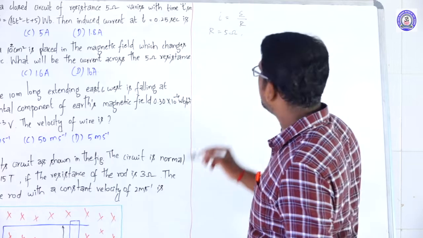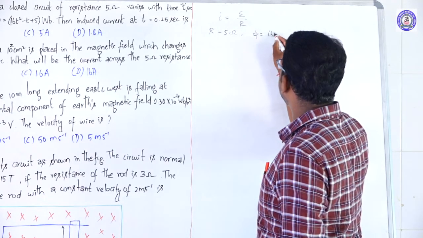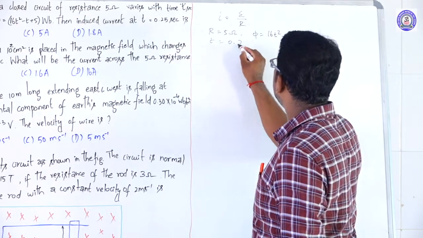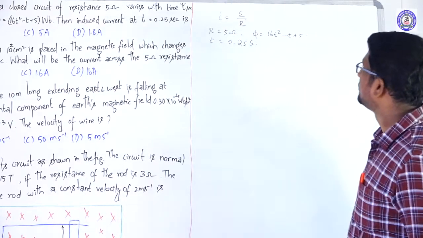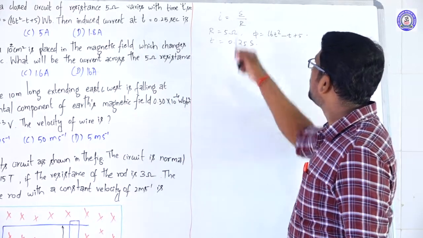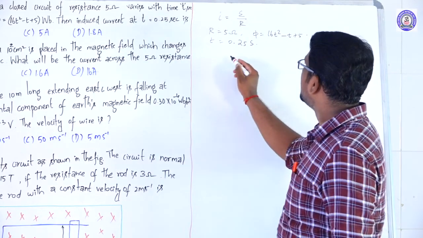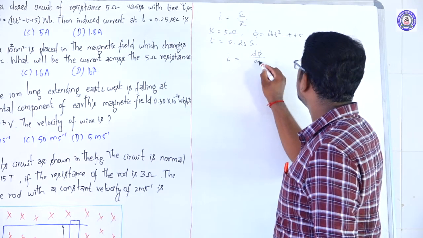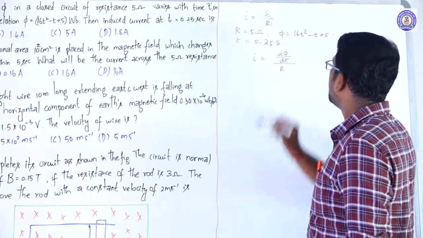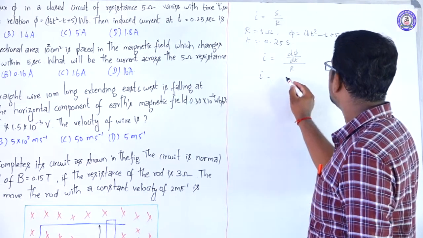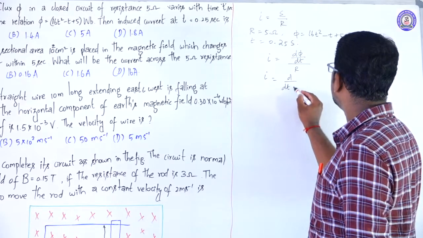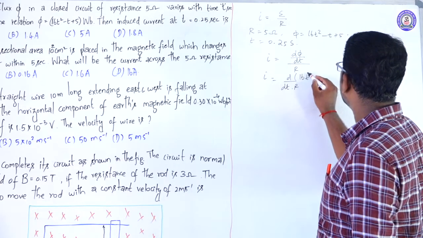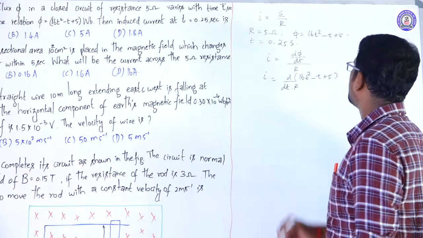And next, the time dependent flux phi is equal to 16t² minus t plus 5, and the time t is equal to 0.25 second. And the induced current formula is I equal to E divided by R, where E is the induced EMF. Induced EMF is dφ divided by dt. Therefore, I is equal to d by dt of the phi equation 16t² minus t plus 5, divided by R.